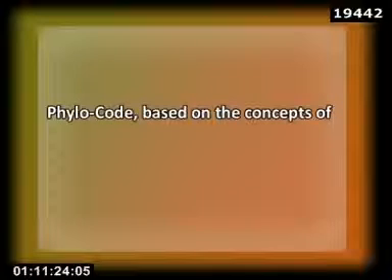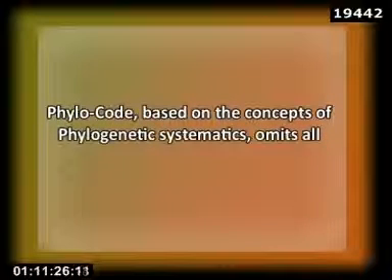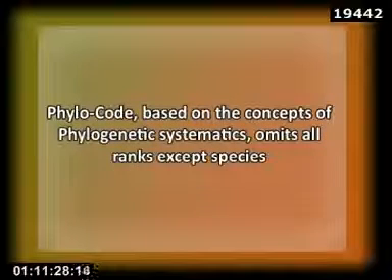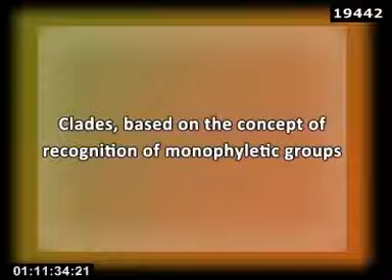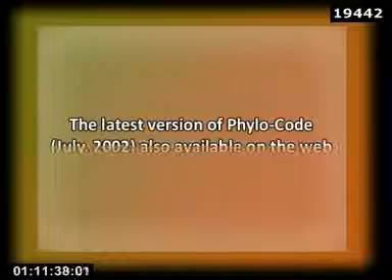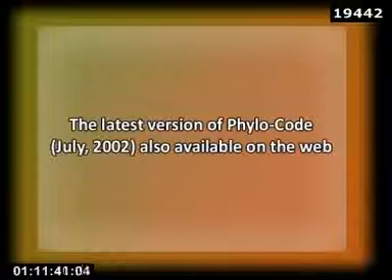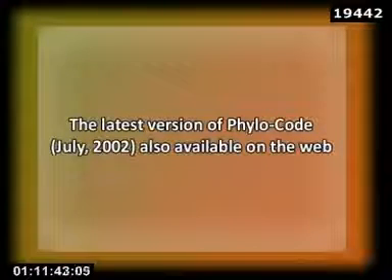The last decade of the 20th century also saw the development of a rankless phylo-code based on the concept of phylogenetic systematics. It omits all ranks except species and clades, based on the concept of recognition of monophyletic groups. The latest version of the phylo-code, July 2002, is also available on the web.